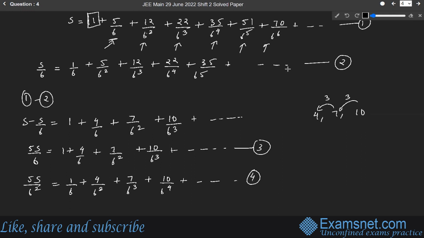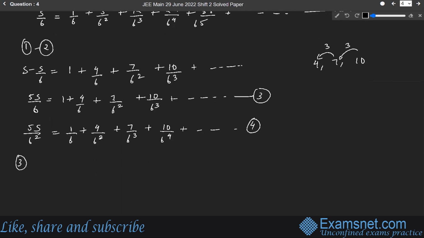Now again we have to repeat the same step, that is 3 minus 4. We have to subtract equation 4 from equation 3. So what will be LHS? LHS will be 5s upon 6 minus 5s upon 6 square. It is equal to, again we have to leave this 1. 1 will be as it is and we have to subtract the fractions that have same denominator. So 4 by 6 minus 1 by 6 is 3 by 6. Then 7 by 6 square minus 4 by 6 square will be 3 by 6 square, right? Then 10 by 6 cube minus 7 by 6 cube will be 3 by 6 cube and so on.